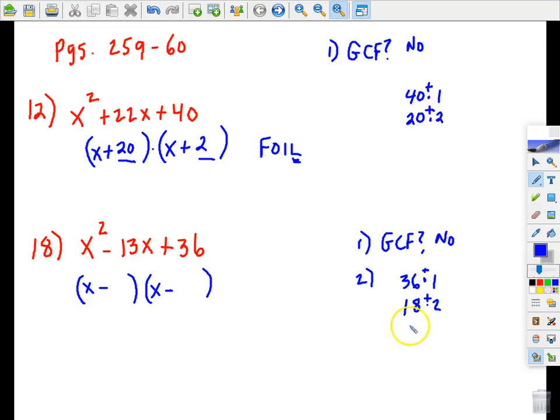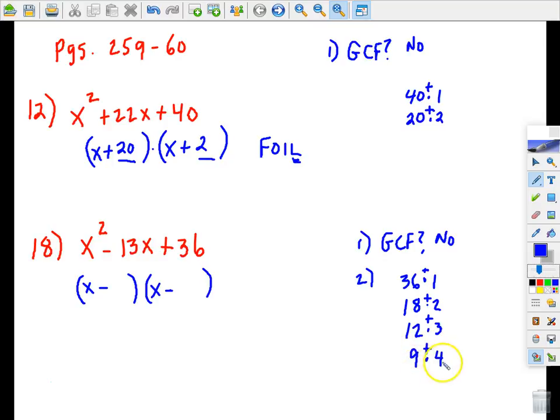I know that 12 times 3 equals 36, but if I add those together, I get 15. So that's not going to work. So keep working down my list. I know that 9 times 4 is 36. And if I add those together, I do get 13.